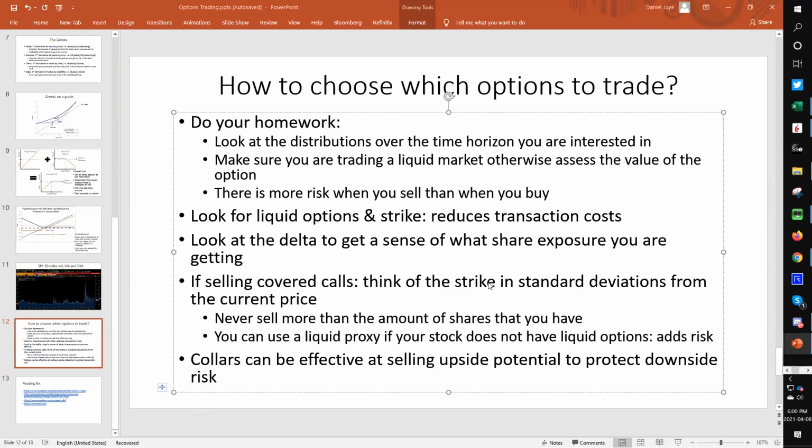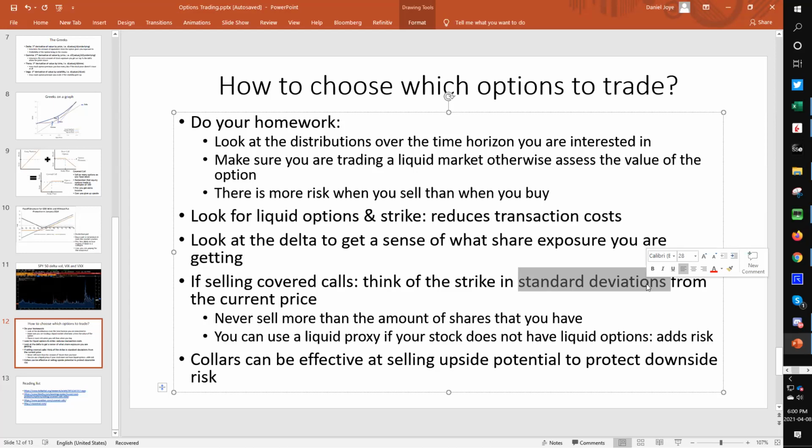If you're selling covered calls, think of the strike, and not necessarily standard deviations. Another way is a percentage, the amount of percent away from your current price. So when you saw that distribution, you're thinking about how far away you want to be in percentage terms relative to where you currently are. So you look at historicals to give you a sense, and you can look at different market environments.